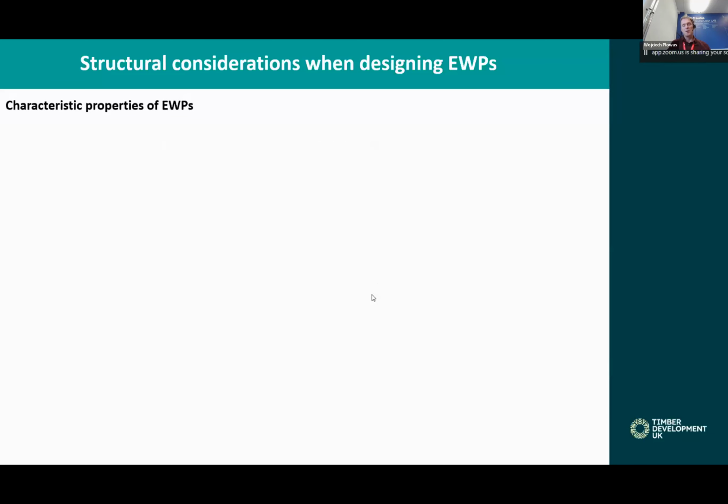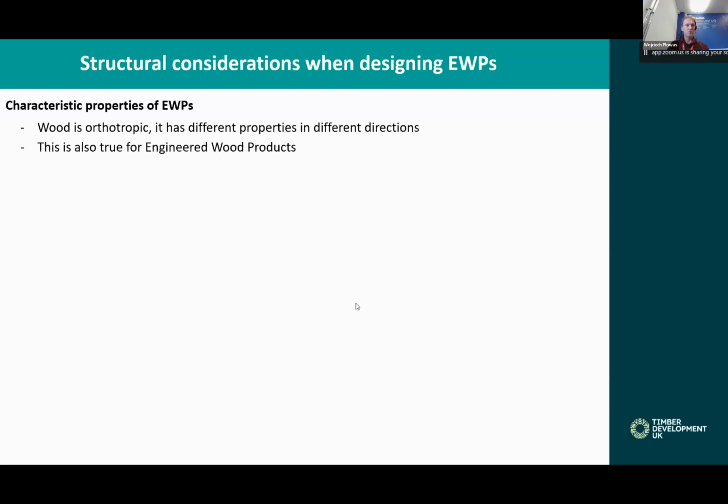In terms of the characteristic properties of engineered wood products, what is important to remember, and this should not be new to you, is that wood is an orthotropic material, which means it has different properties in different directions. And this is also true for engineered wood products. So this is very important to remember: the orthotropicity of the product.